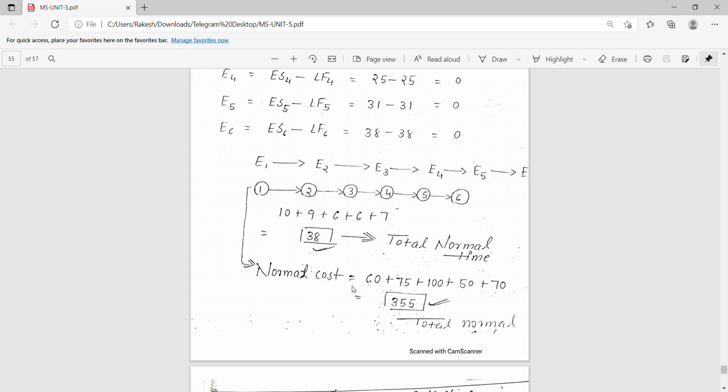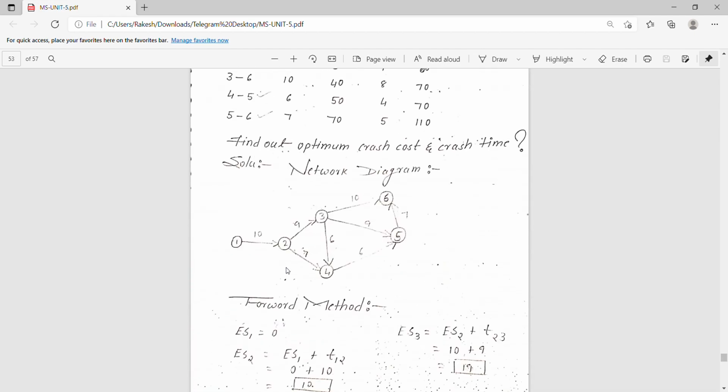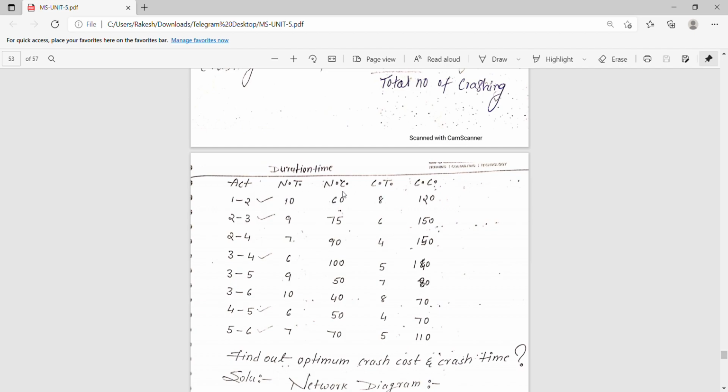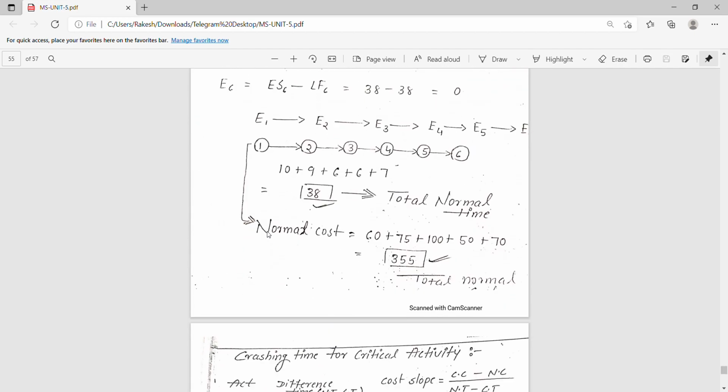And normal cost means these normal costs, which are given in the question itself. Our path is 1 to 2, 2 to 3, 3 to 4, 4 to 5 and 5 to 6. Only these paths are considered, so these normal costs are getting added. Therefore, if we add them, we get a normal cost of 355.